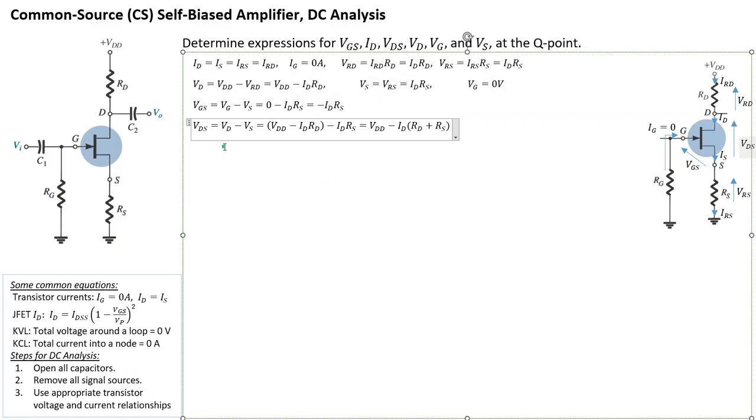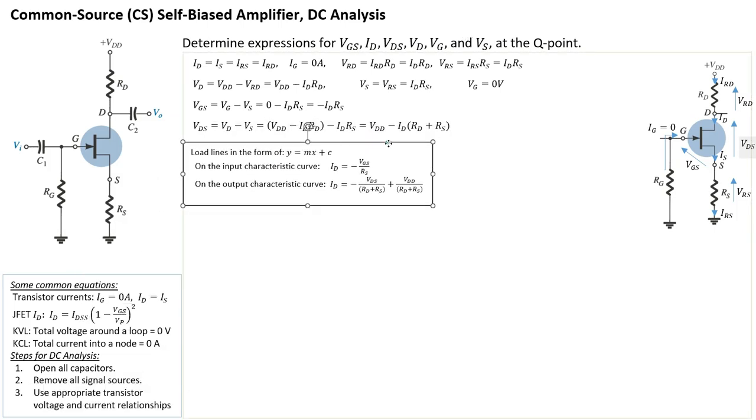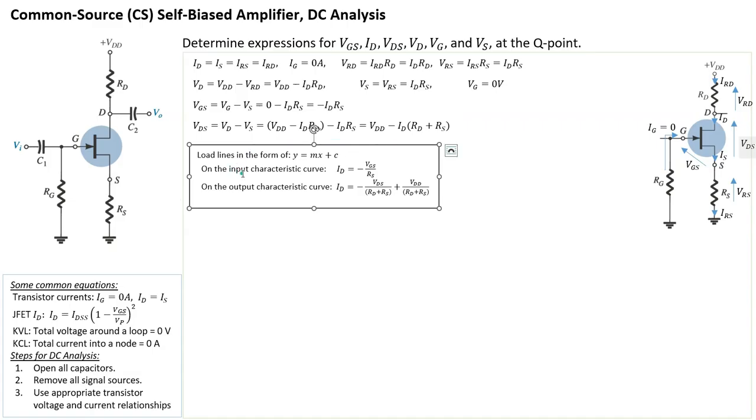Now I want to relate this to the input and output characteristics of a JFET, for example, in this case. Before we do that, let's turn these two equations into the form of y equals mx plus c. In an input characteristic curve, the vertical axis is ID and the horizontal axis is VGS. For output characteristics, vertical is ID, horizontal is VDS. So I just manipulate this equation so ID becomes the subject. Therefore, ID is equal to negative VGS over RS.